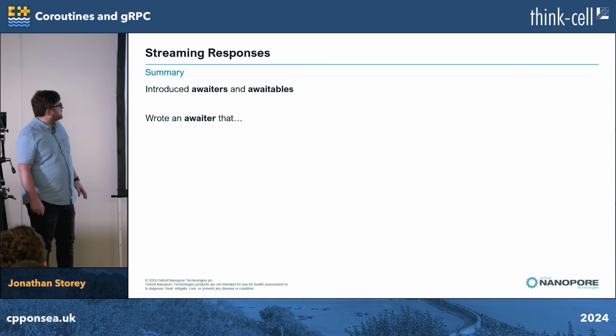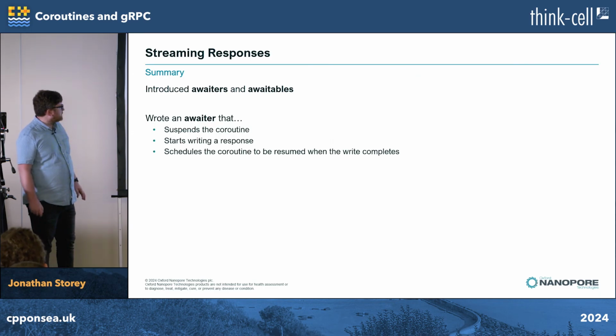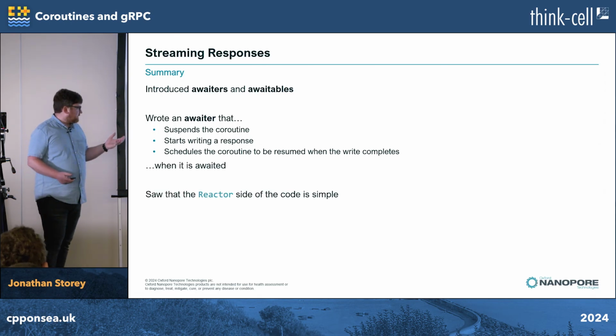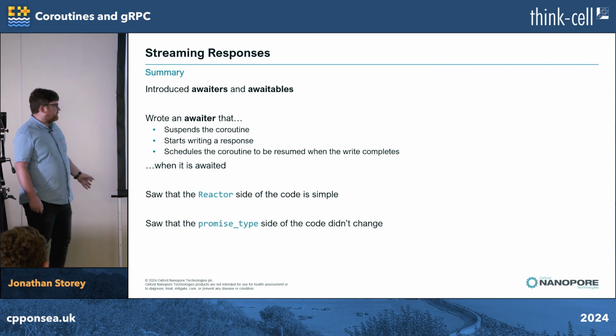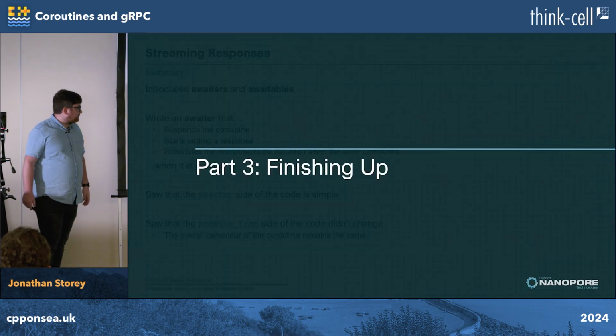So summary, we introduced awaiters and awaitables. We wrote an awaiter that suspends the coroutine, starts writing the response, and then schedules the coroutine to be resumed when the write completes, when it's awaited. And we saw that the reactor side of the code is quite simple. We just had to add one function to handle the onWriteDone callback. And we saw that the promise type side of the code didn't change because the behavior remains the same.